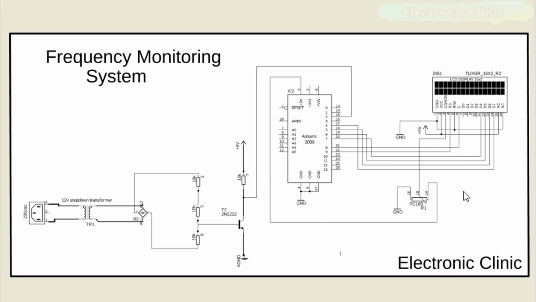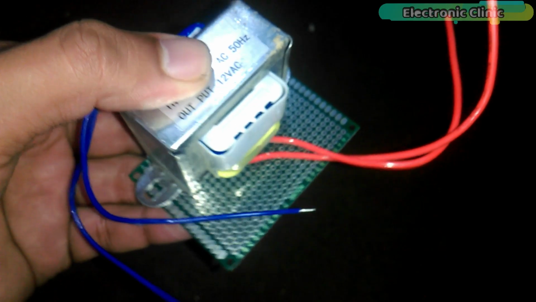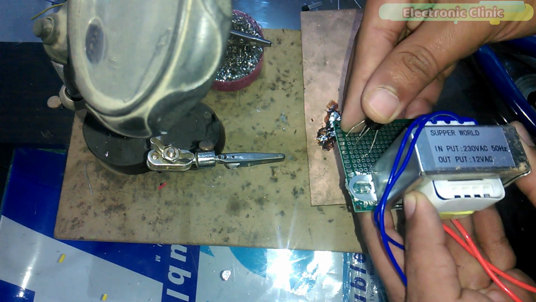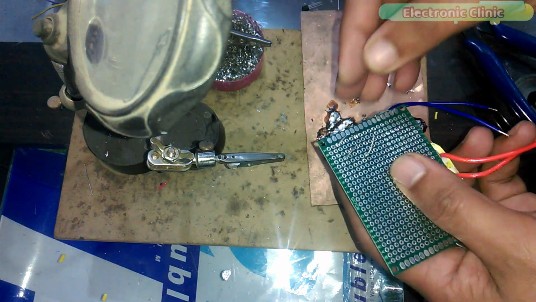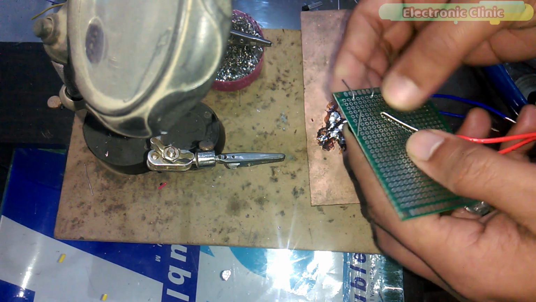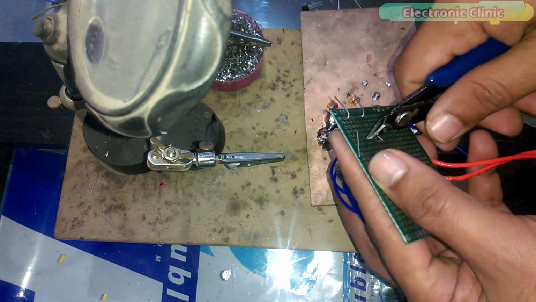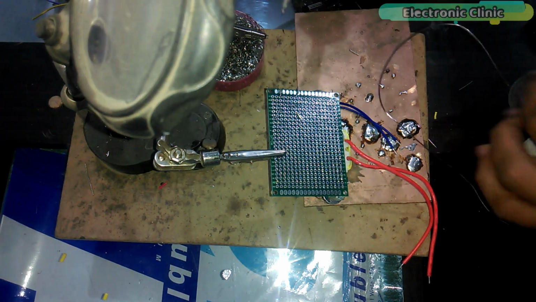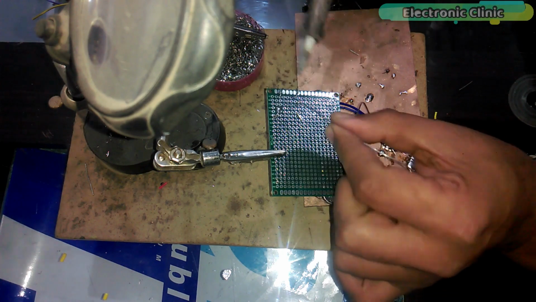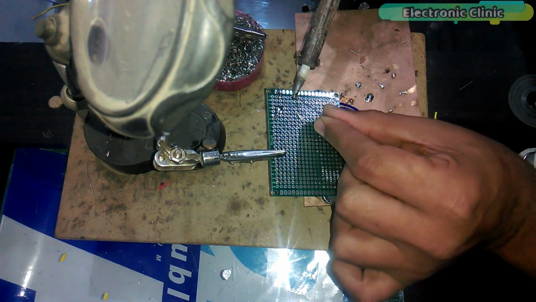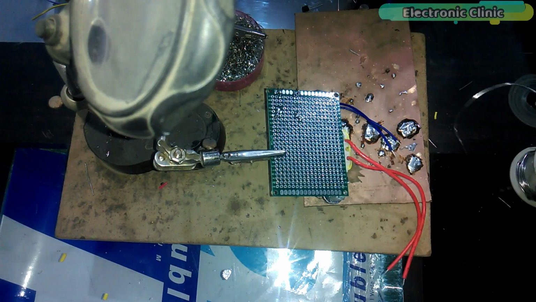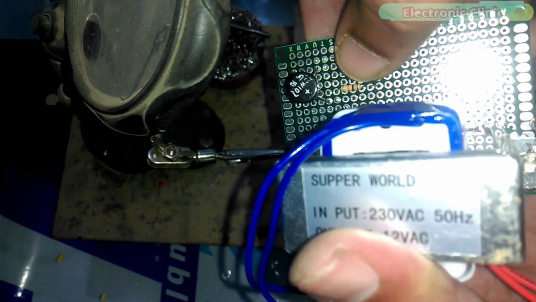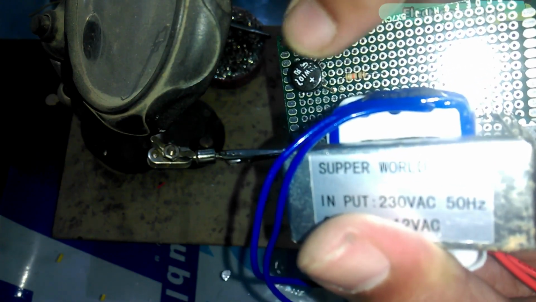Now let's start the soldering. Fix the transformer on a Vero board using silicone or screws. Insert the bridge rectifier into the Vero board. Now connect a 10K resistor with the positive leg of the bridge rectifier.